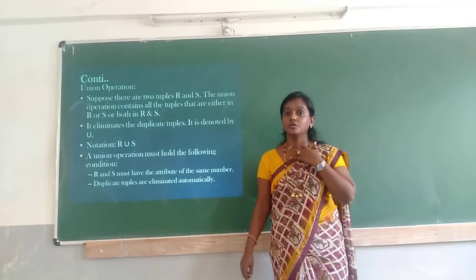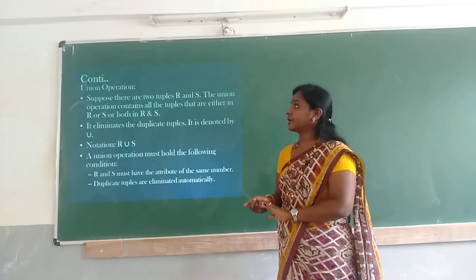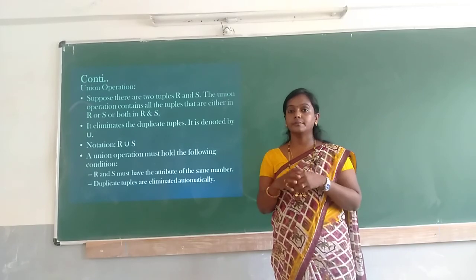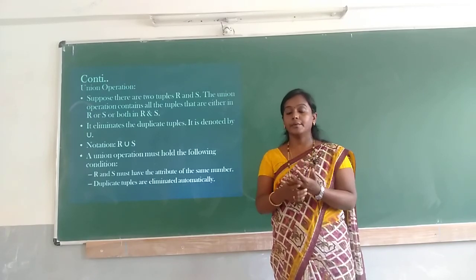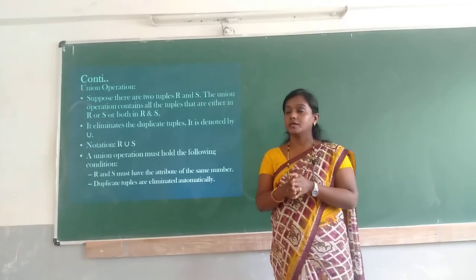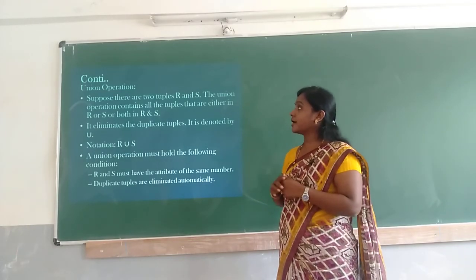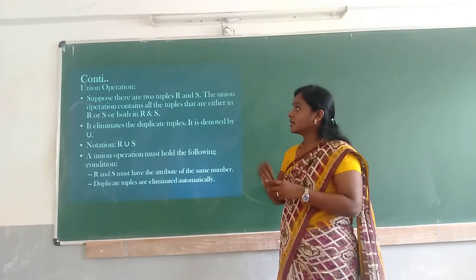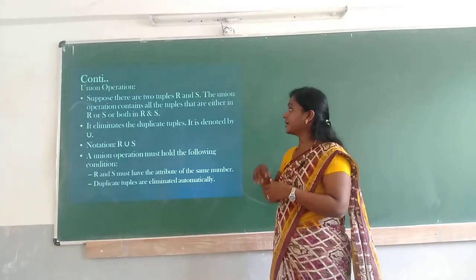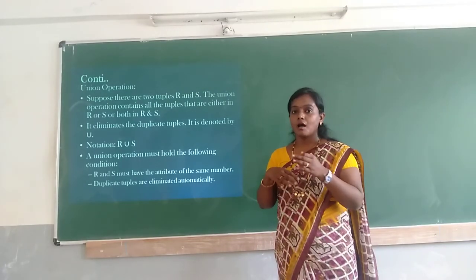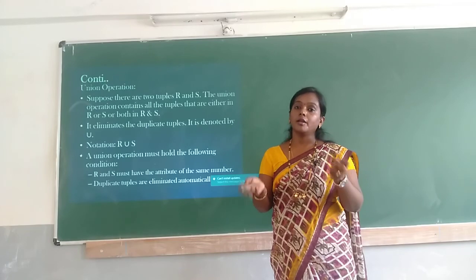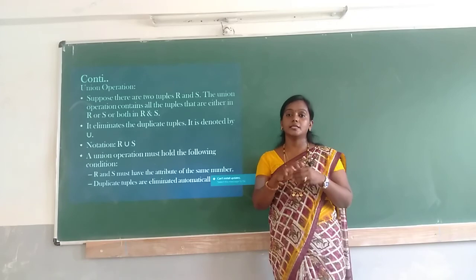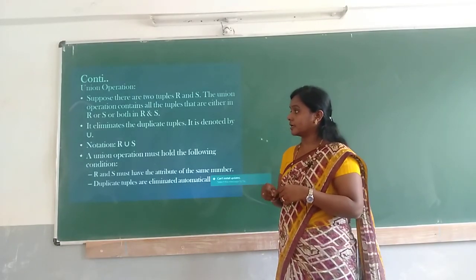Next we have union operator. So union operator is used to combine two tables. Whether or not there is anything common in the two tables, it combines both. So that is union operation. Suppose there are two relations, R and S. The union operation contains all the tuples that are either in R, or in S, or in both. You use union in set operations, that is an example for union operation.